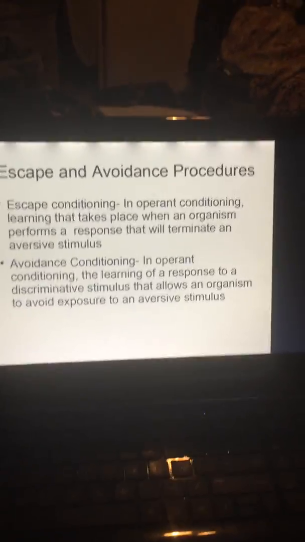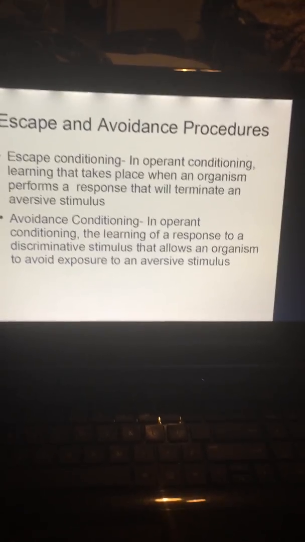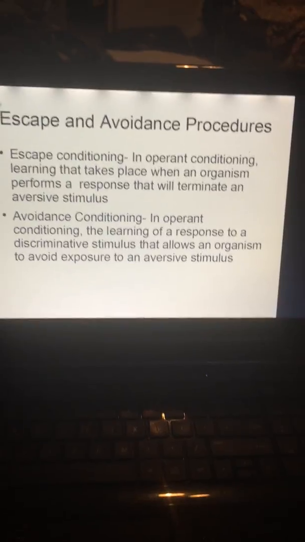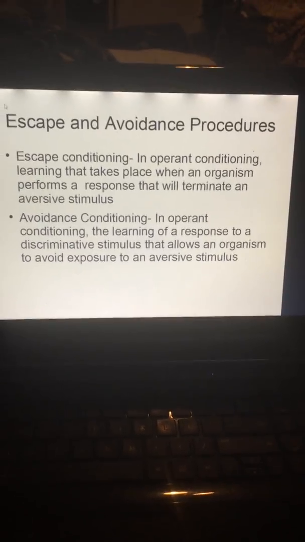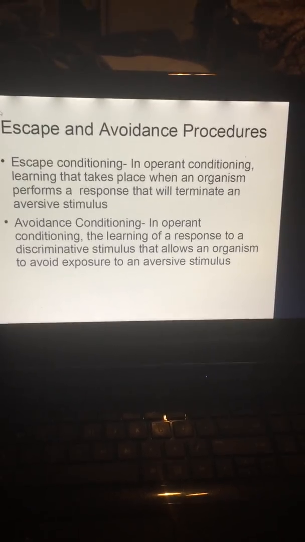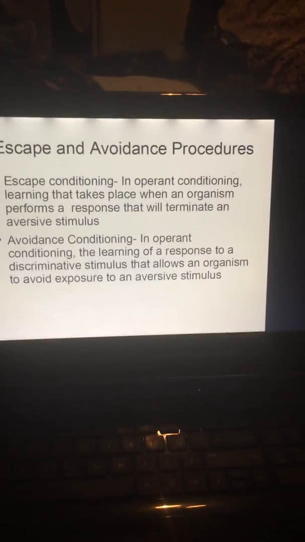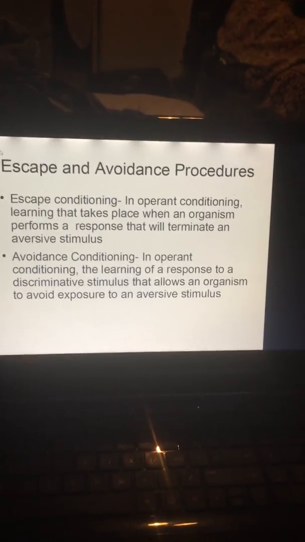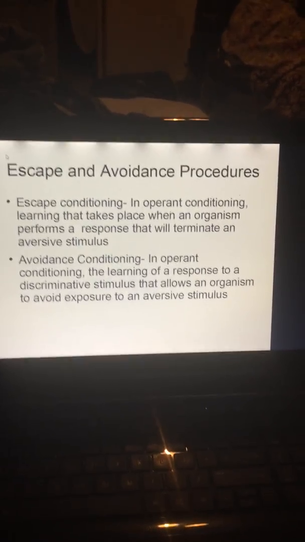Some of us don't like getting rained on. That would be considered an aversive stimulus. Aversive is just a fancy word for something we don't like. So I don't want to get rained on, and I carry an umbrella around. My behavior, carrying the umbrella, is negatively reinforced by me not getting wet. So I'm avoiding getting wet by carrying an umbrella. That's avoidance conditioning.